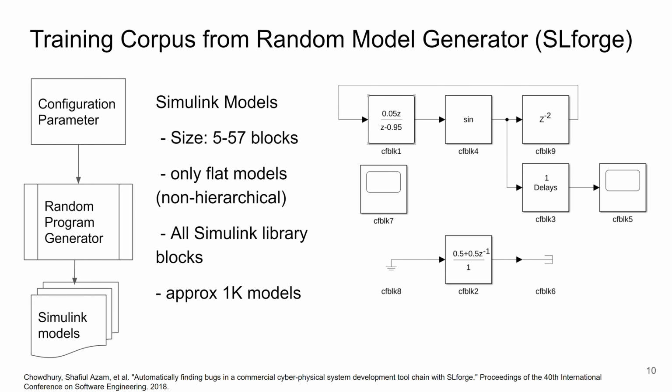We first use SL4s, which is a random model generator for Simulink, to generate about 1,000 models. At this stage of the project, we only experiment with small models having less than 60 blocks and not having any hierarchy. You can see an example of SL4s generated models on the slide.